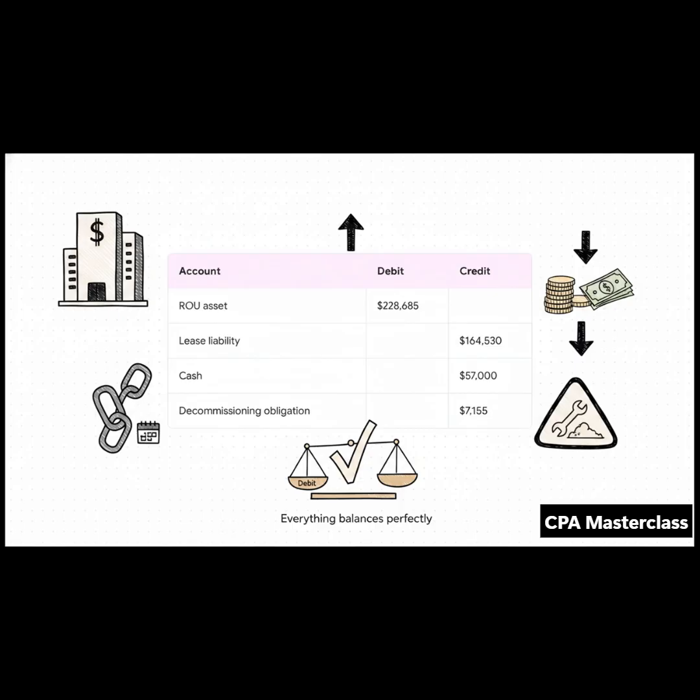Next, we credit a new liability for the future dismantling costs. We call this a decommissioning obligation for $7,155. Now for the last piece of the puzzle, the lease liability. We credit it for $164,530. Now where did that number come from? Well, we started with an initial liability of $204,530. But we immediately made that first cash payment of $40,000, which reduces it. So $204,530 minus $40,000 gives us $164,530. And just like that, our debits and credits are perfectly in balance.